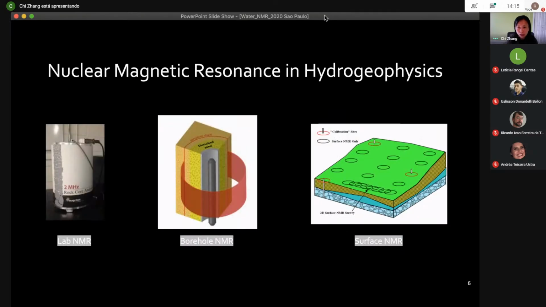So let me introduce what kind of tools I'm using. This is my secret weapon, the nuclear magnetic resonance in hydrogeophysics. Basically, I'm using the tools for all three types of NMR: the lab NMR, the borehole NMR, as well as the surface NMR. The underlying physics are very similar to each other, and just the way of application is different.